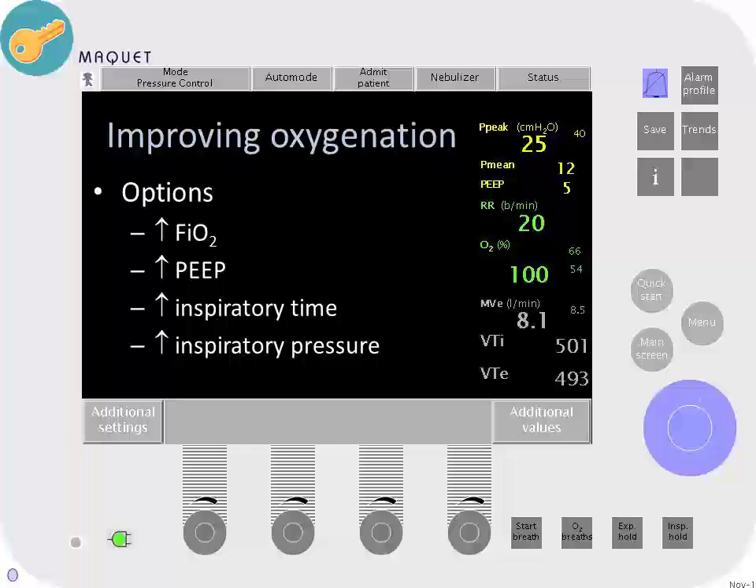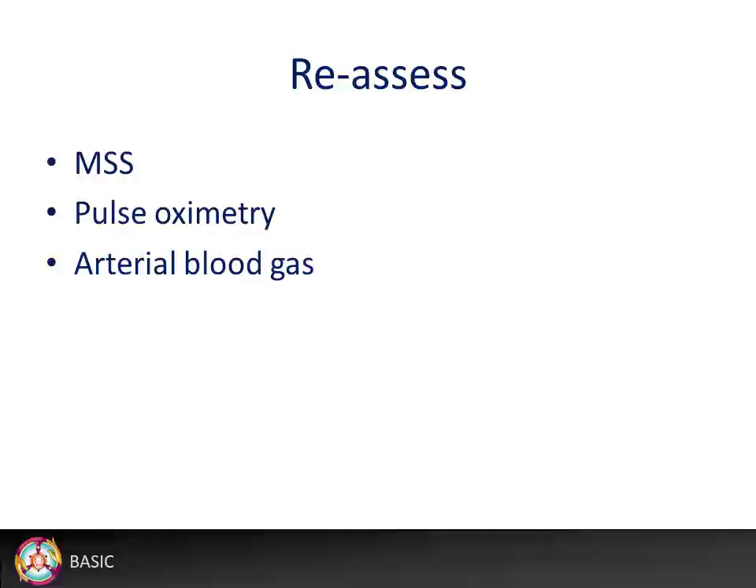Increasing the PEEP is probably the best option, as the current level of PEEP is relatively low. Again, we need to reassess the patient after making any ventilator changes, including checking the oxygen saturation and the arterial blood gases.